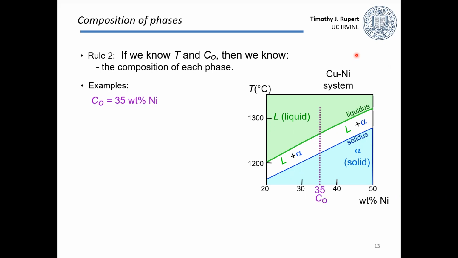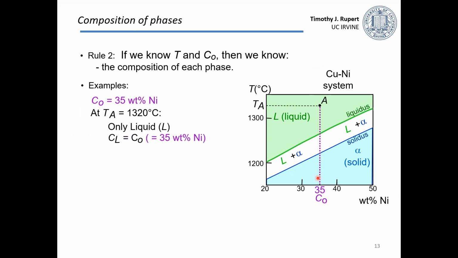So if we are at 35% nickel, that line goes right there. And depending on the temperature, we can be in any of these three phase regimes. At a high temperature, 1320 degrees C, we just have liquid, okay? What we're basically reading off of this is that we know the composition of the whole material is 35% nickel. So we know that if we're in a single phase regime, we only have one option. That phase, the liquid phase, has to be 35% nickel.